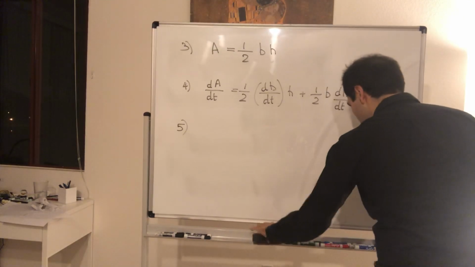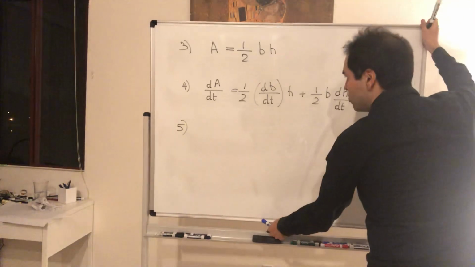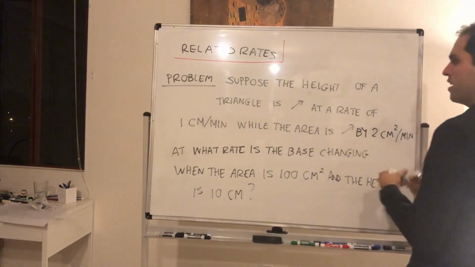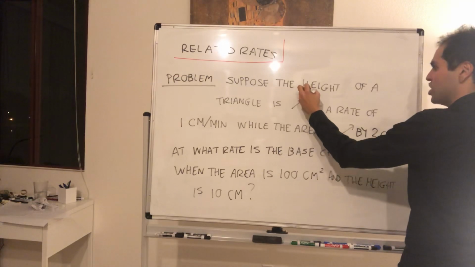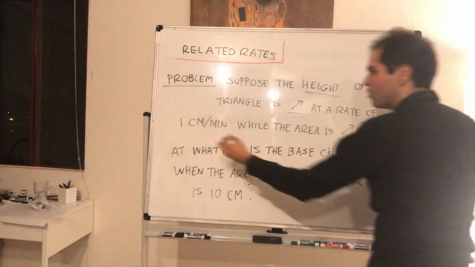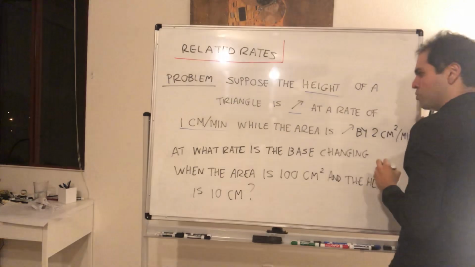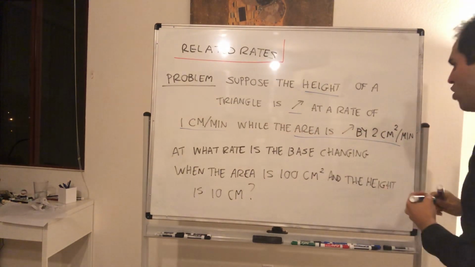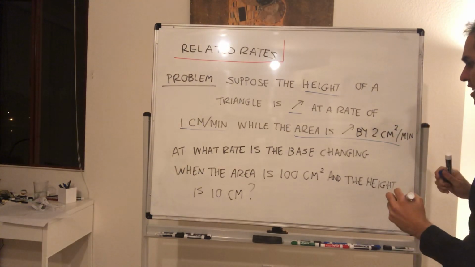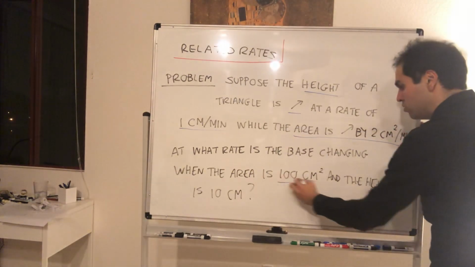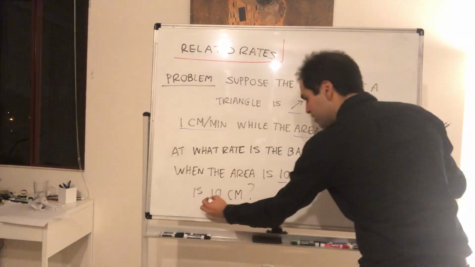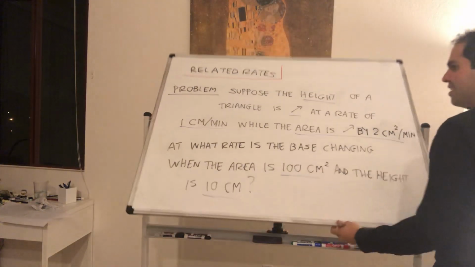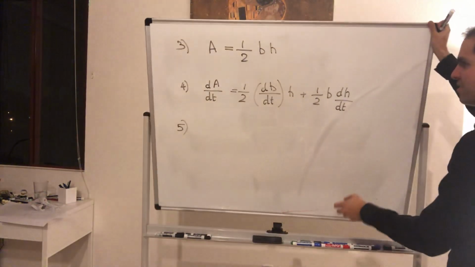Let's go back to the problem and see what we have. We know a couple of things. We know how much the height is changing. So we know dh over dt is 1 centimeter per minute. We also know how much the area is changing. dA over dt is 2 square centimeters per minute. We also know the area is 100 square centimeters and the height is 10 centimeters. Okay, a lot of info, but that helps us plug stuff in.